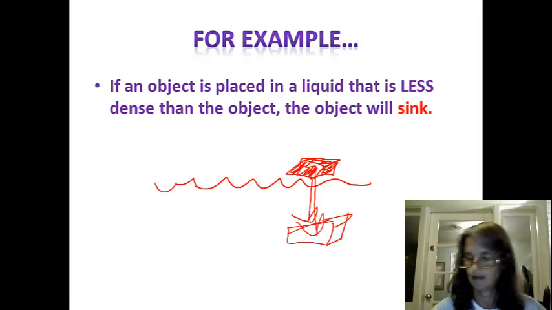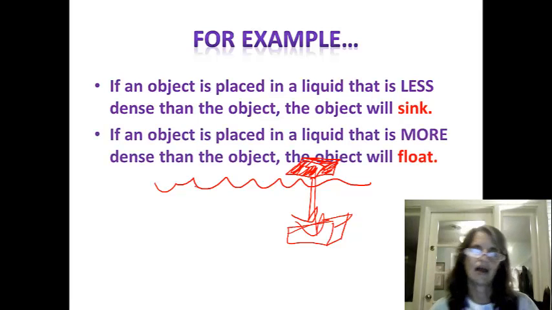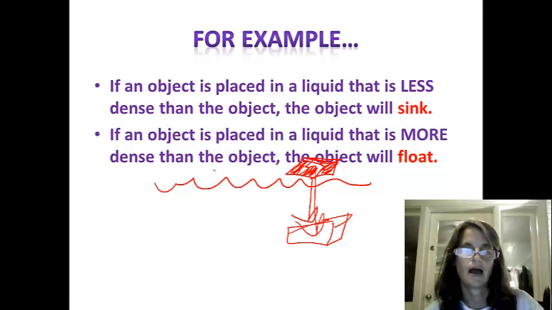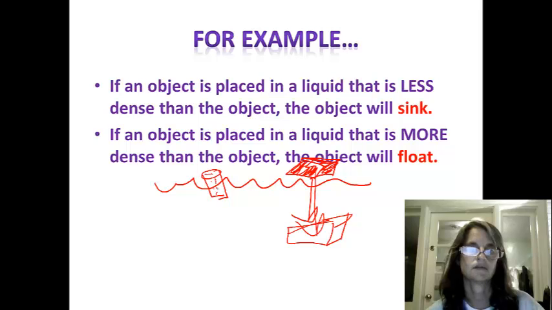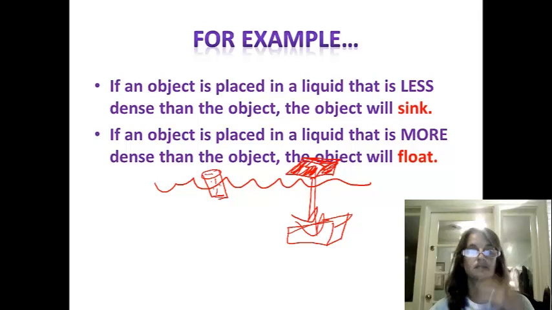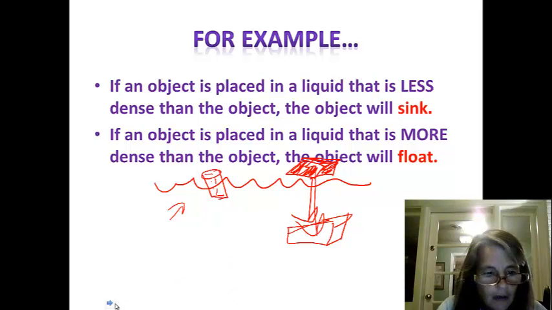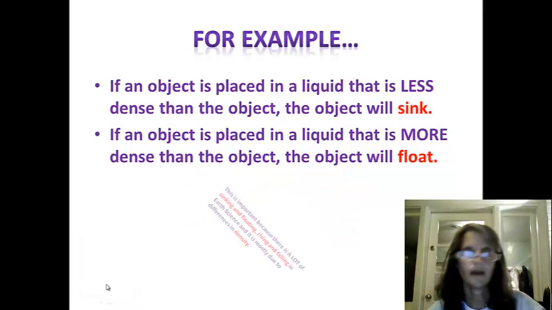On the other hand, if I have a cork, and I put the cork in the water, okay, there's my little cork, my cork will float because my cork is much less dense than the water. So it will just sit on top of the water and bob along, okay?